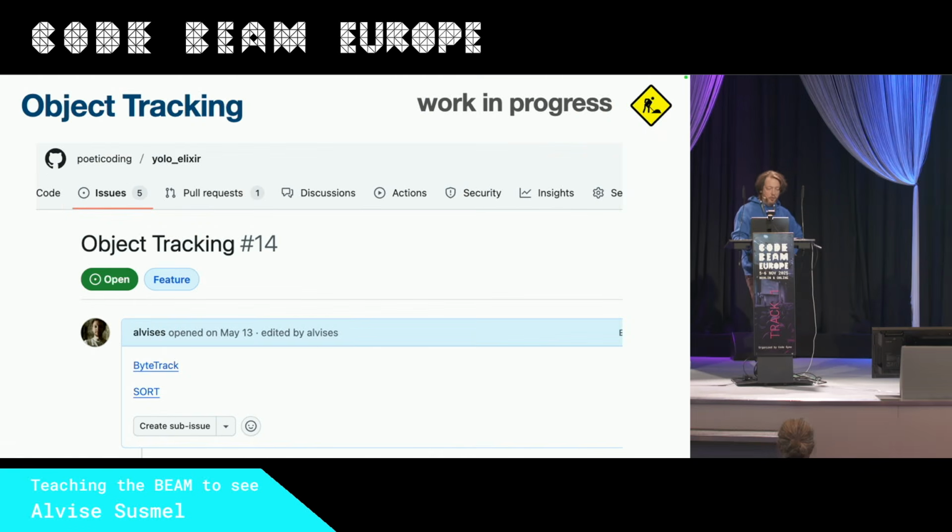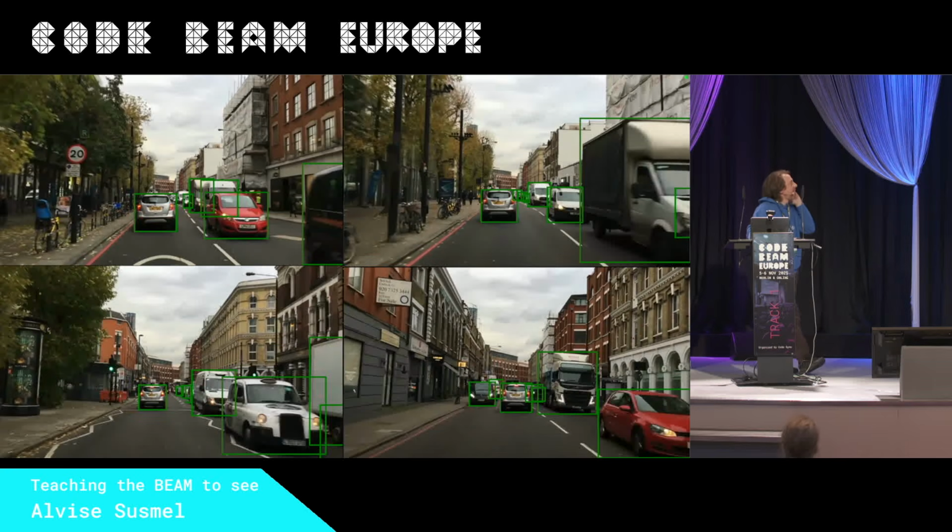So what about object tracking? So far we're able to detect objects in an image, but we don't have any connection between frames. I mean, that car in front of us is the same car, but we don't have any idea it's the same car. So we need what is called object tracking.